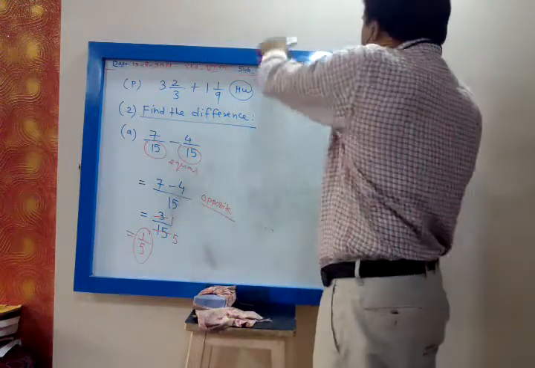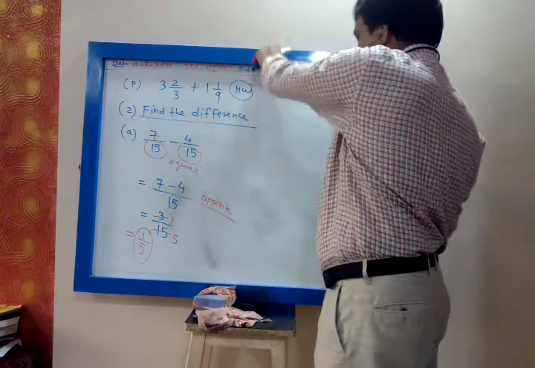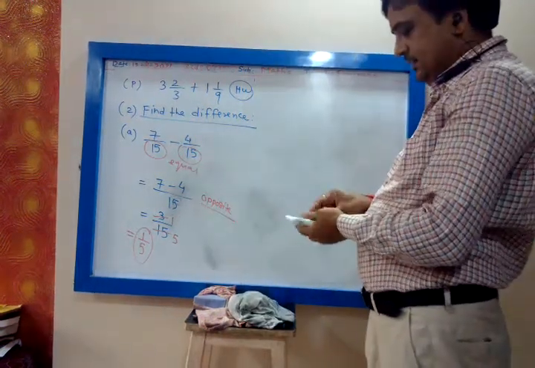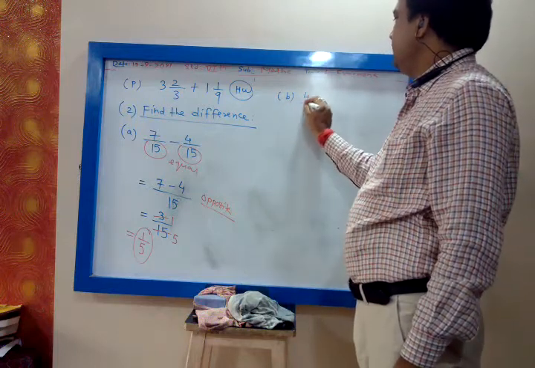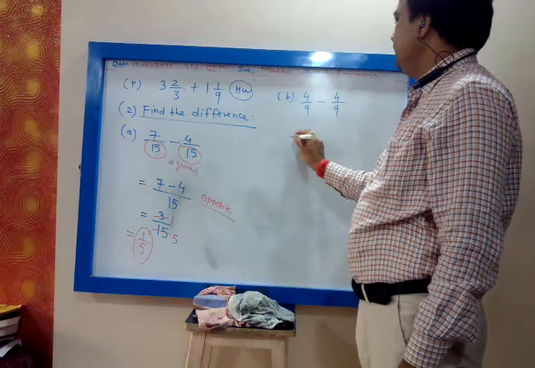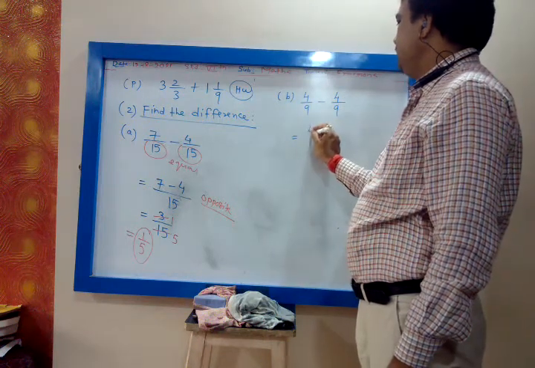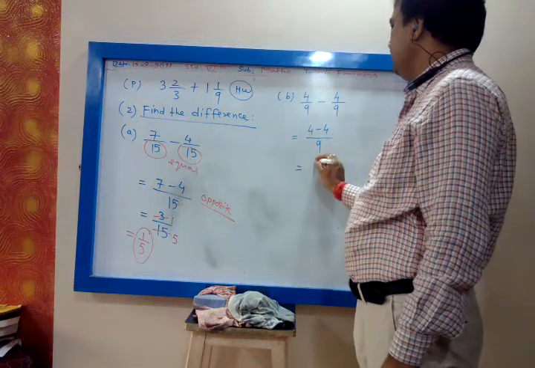Then 4 by 9 minus 4 by 9. Yes, what is the answer? Tell me the answer. 4 by 9 minus 4 by 9. Now the denominator. So 4 minus 4 upon 9. That is 0 upon 9.